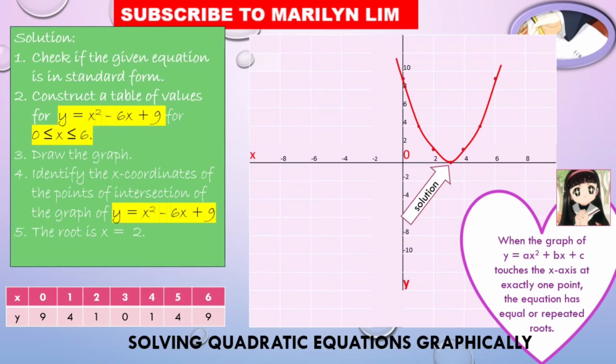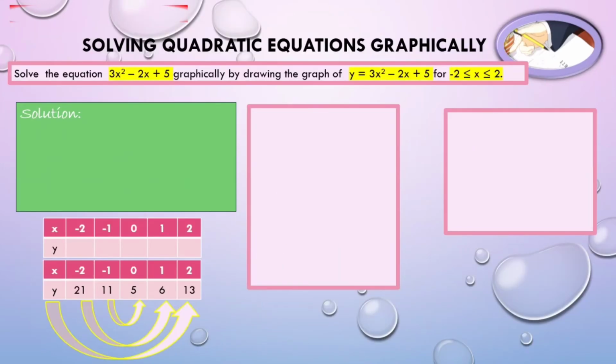So let's proceed to our example number 3. So here's our example number 3. We are asked to solve the equation 3x squared minus 2x plus 5 graphically by drawing the graph of y is equal to 3x squared minus 2x plus 5, wherein the boundary for x that we are asked to look at is x is less than or equal to 2 but greater than or equal to negative 2. Okay, so let's continue our inspection.